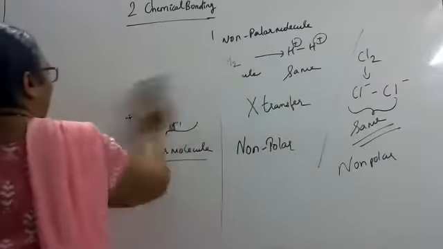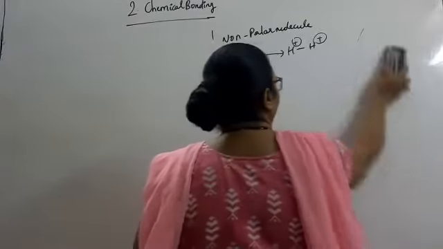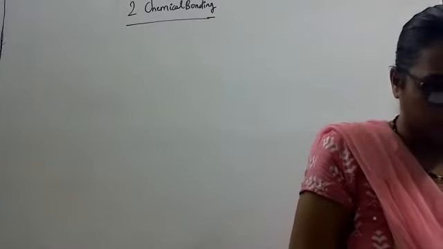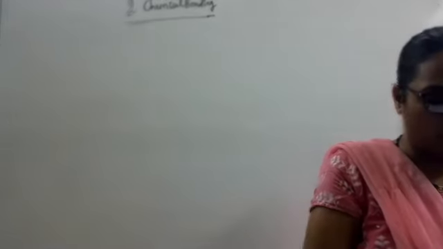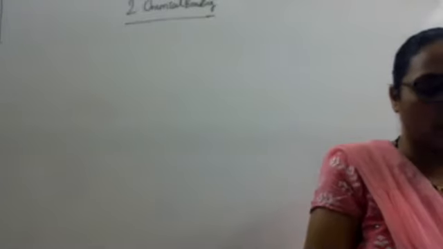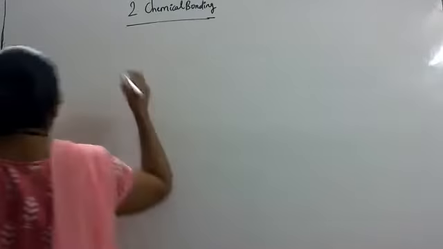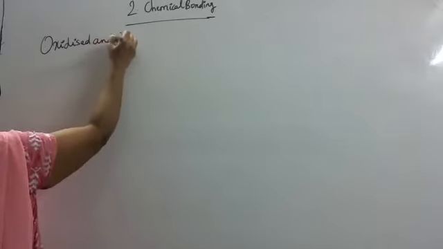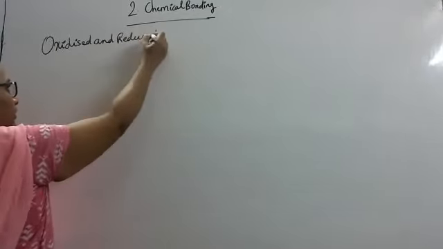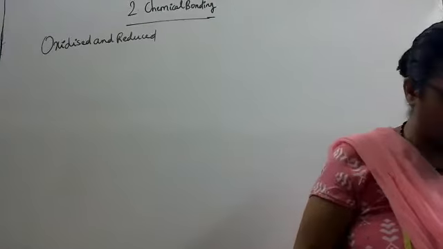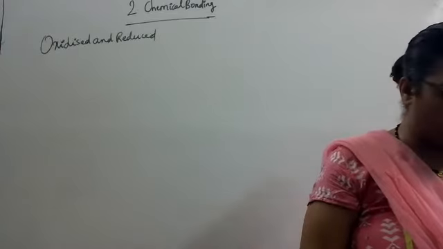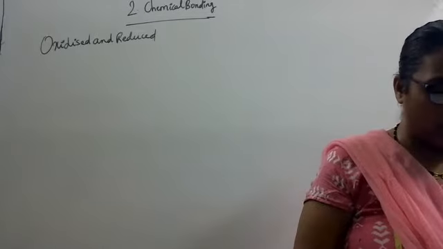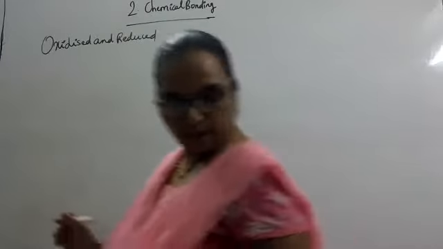Last question from this chapter. Before the last question: state which of the following are oxidized and reduced. It means I will give you some radicals and, looking at that, you have to tell me whether it is oxidized or whether it is reduced. Okay. Yes, ma'am.